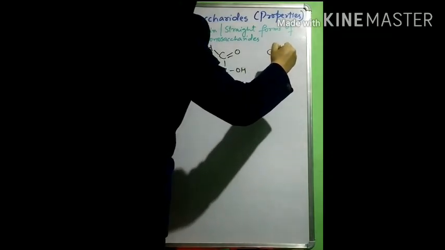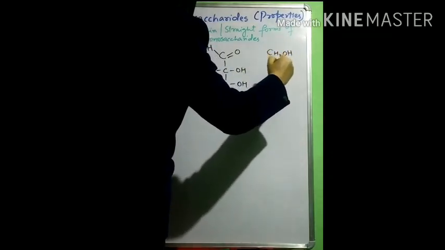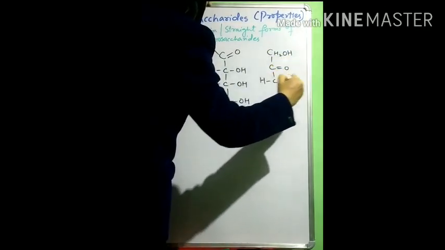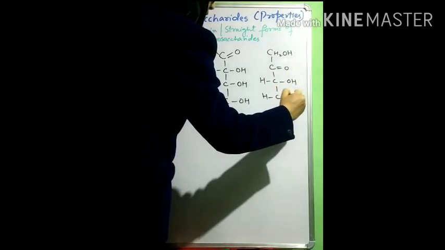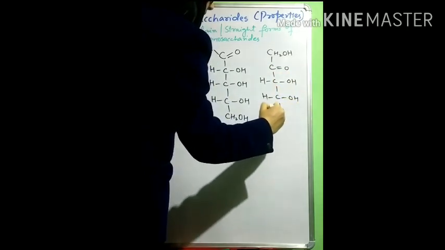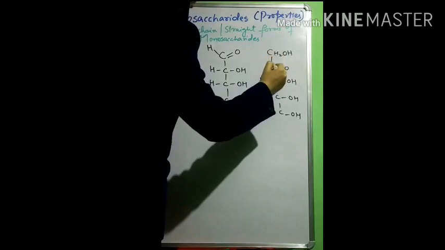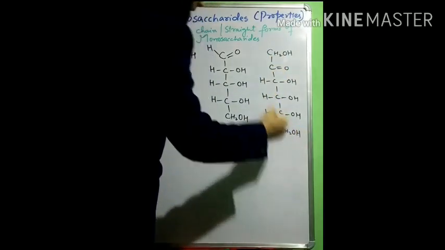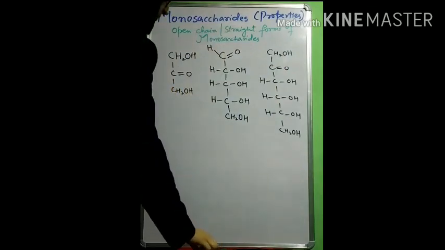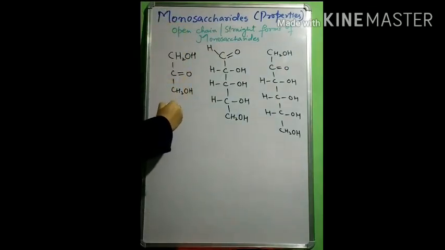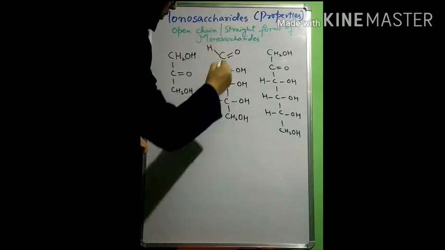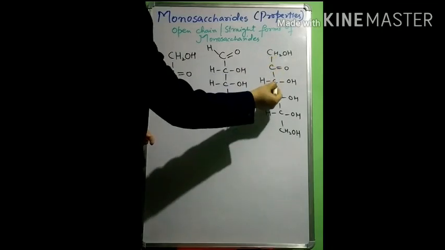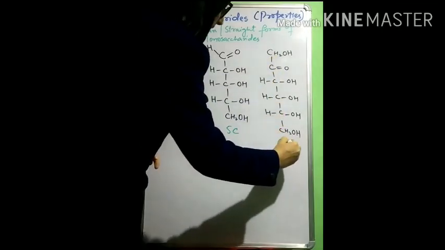I'll go like this: CH2OH, C double bond O, CHOH, CHOH, CHOH, 1, 2, 3, 4, 5, and last one, CH2OH. Let us start analyzing them. So this is how many carbon compound? It has 3 carbon. This has 1, 2, 3, 4, 5. It has 5 carbons. 1, 2, 3, 4, 5, 6. It has got 6 carbons.